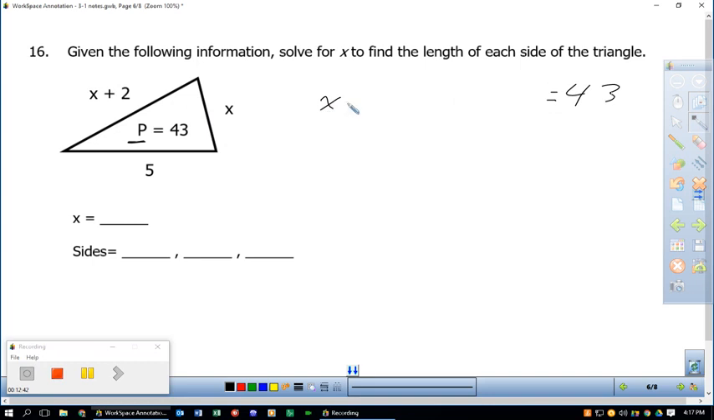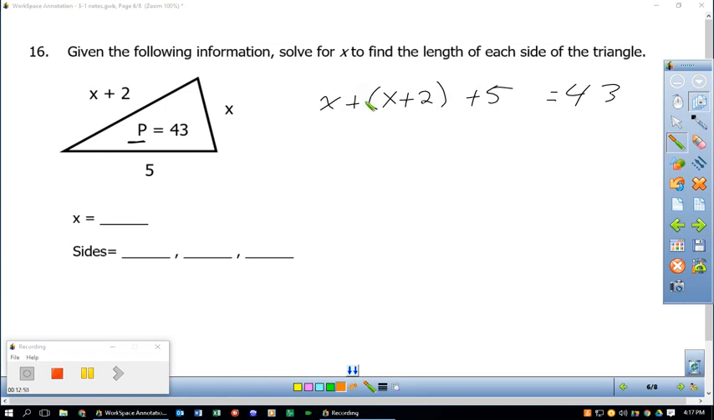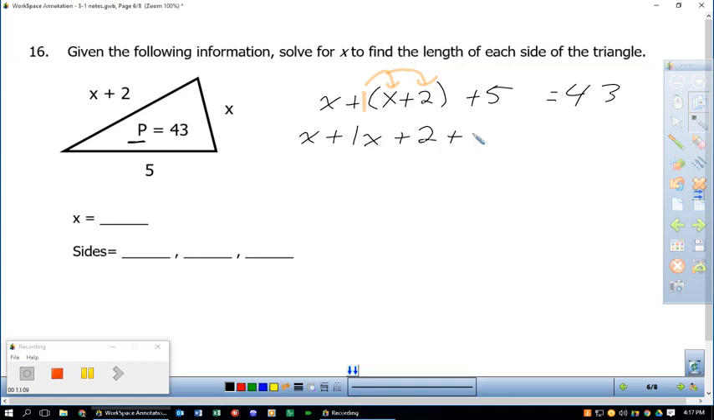So that is x plus 2 plus 5. And I really could put those in parentheses, but what's the point? Okay, so x plus 2, that one side, plus 5. So first we need to distribute, I suppose. We have a 1 right here. 1 times x, 1 times 2, changes nothing. So x plus 1x plus 2 plus 5 equals 43.